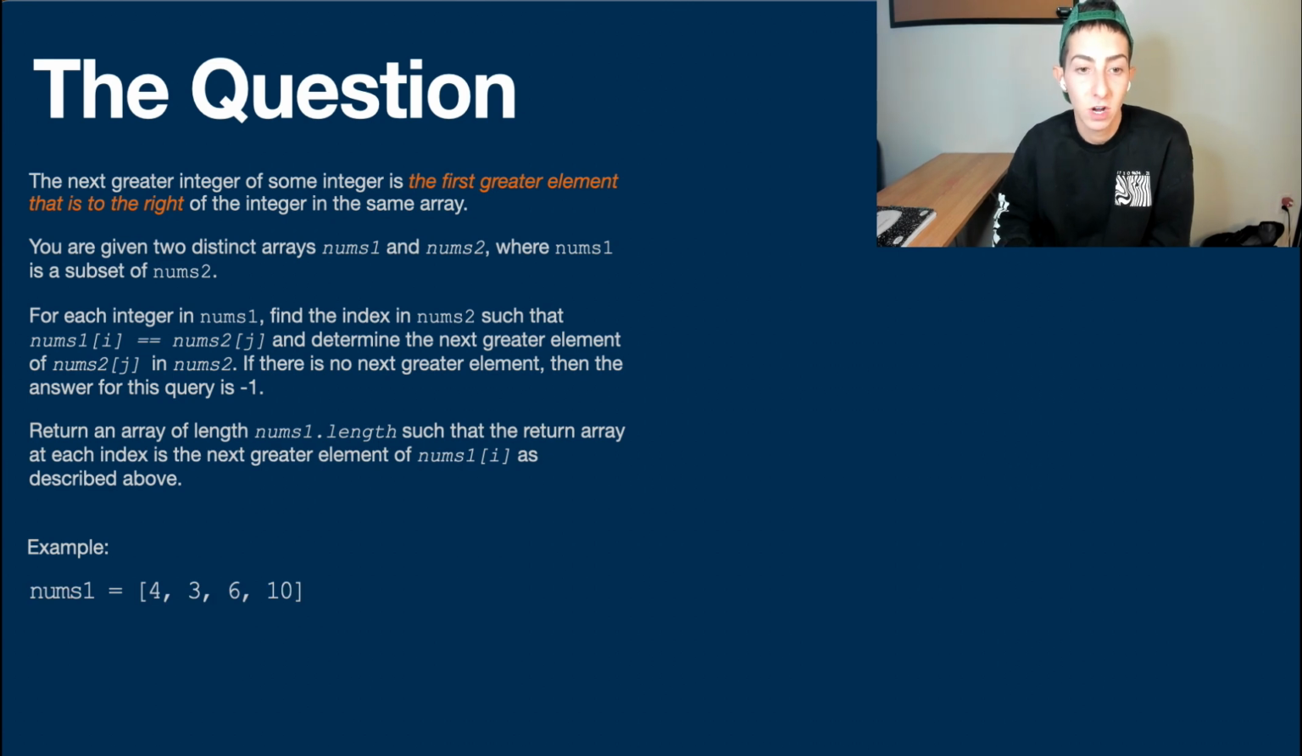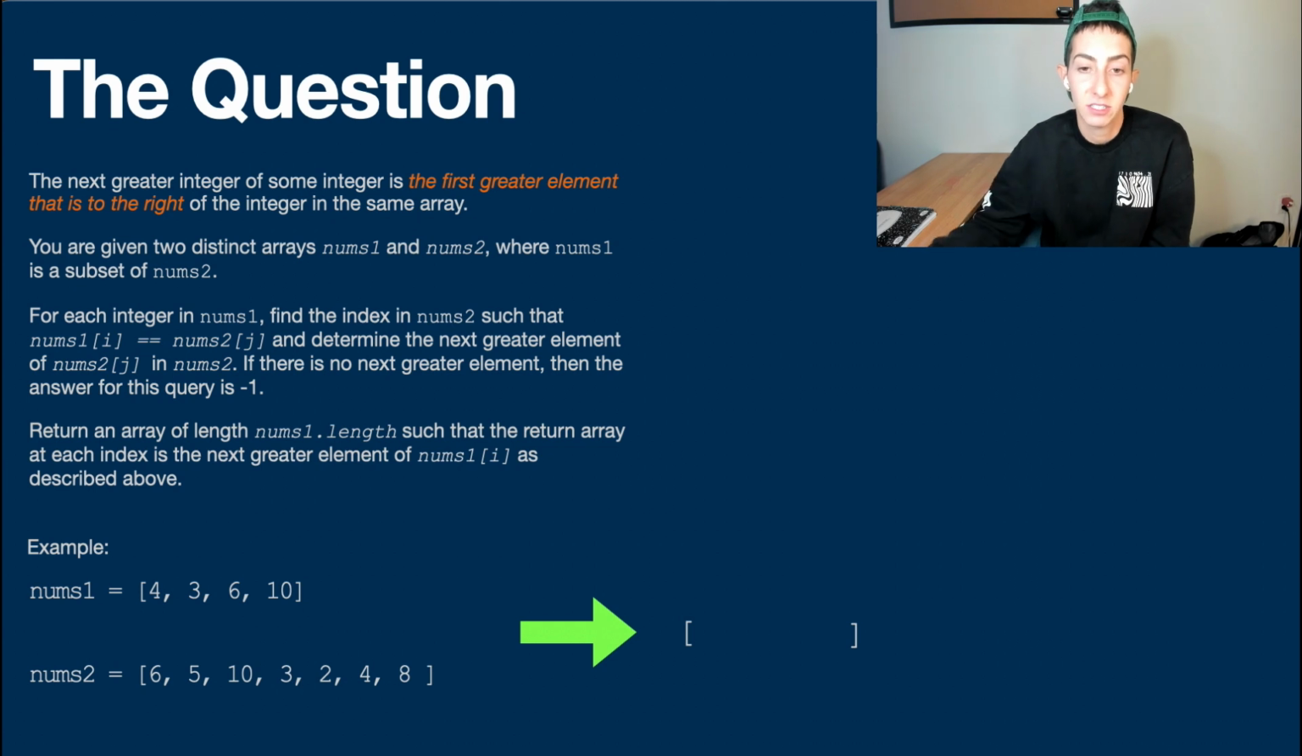So here we have our nums1 array with some integers in it, and here we have our nums2 array with some more integers in it. And so what are we expecting? We're returning an array, and this array is going to be of length equal to nums1.length. So this return array is going to be of length 4. The first thing we're going to do is look at each integer that is in nums1. So let's look at 4.